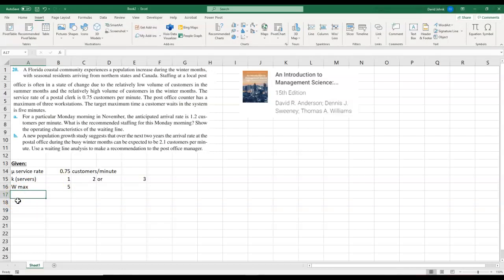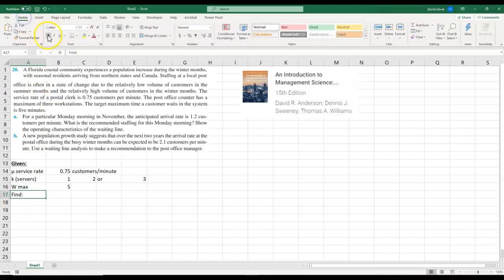Okay, and we want to find, and again we should probably label this also minutes. That way we want to keep these units the same. This is customers per minute. This should be minutes. Okay. So we want to find K.